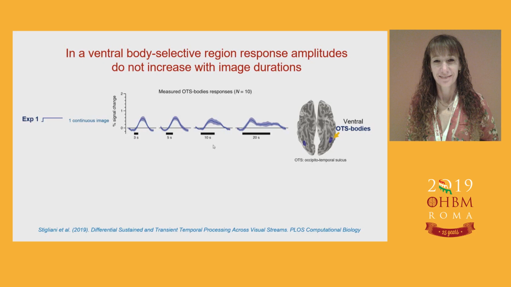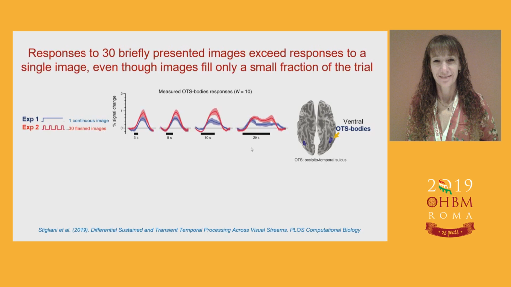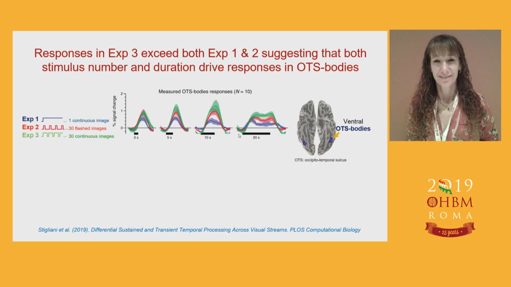In addition, when you show a single image for 20 seconds, you really see this adaptation happening throughout the trial. However, when you show 30 very briefly presented images, you can see that there's robust responses in this region. And furthermore, when you change both the number and the duration of stimuli, you get this highest response, again suggesting the additive effects of transient and sustained stimulation.